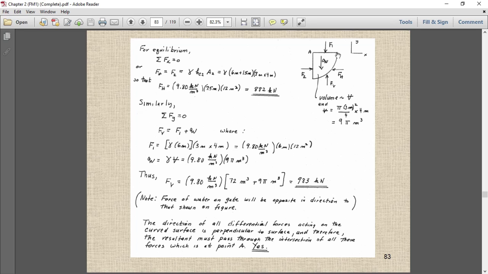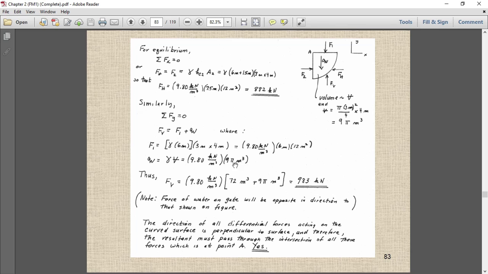Now how can we calculate the volume? This is basically a quarter circle. What is the area of the circle? It is pi r square, or pi d square by 4. If you divide by 4, you get this quarter area. Multiplying by the length of 4 meter, you will end up with 9 pi meter cube.